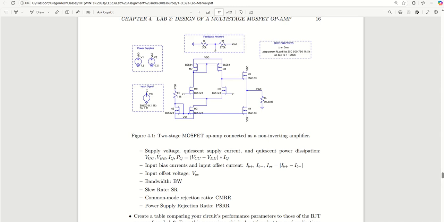Hello. In this video, we're going to continue with Lab 3, and I wanted to go over the operation of measuring common mode rejection ratio in LTSpice.